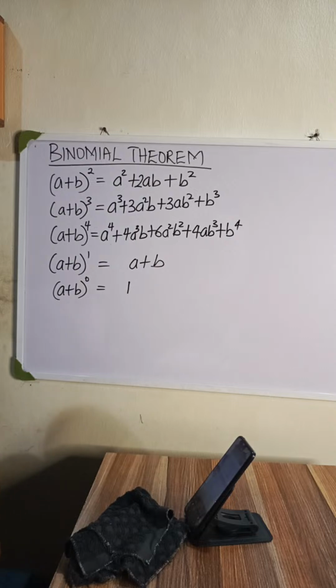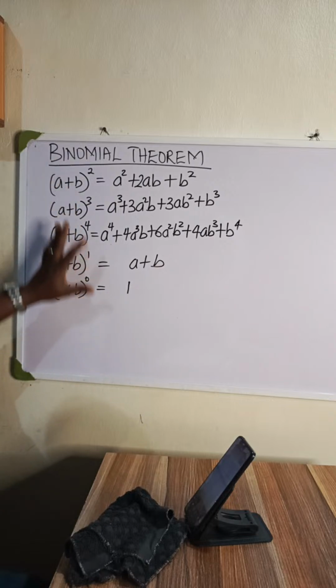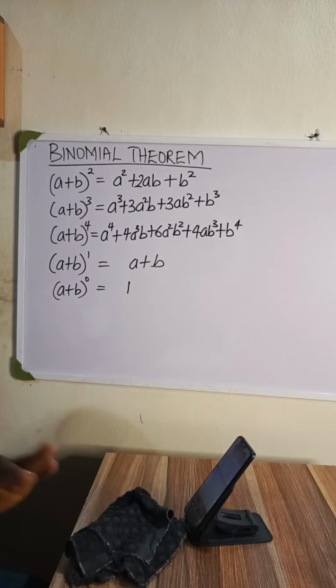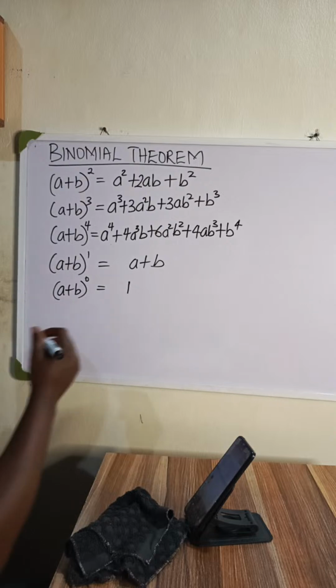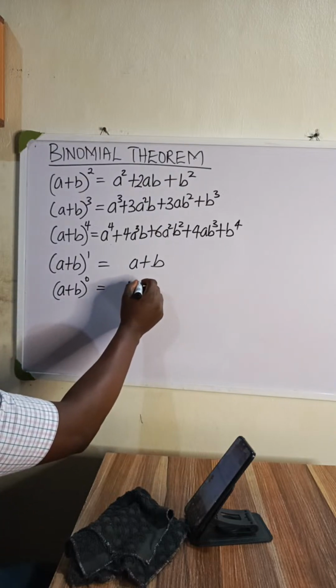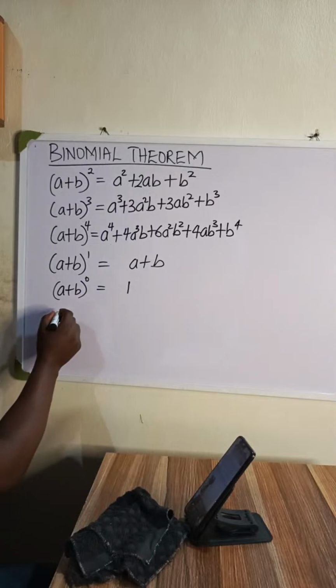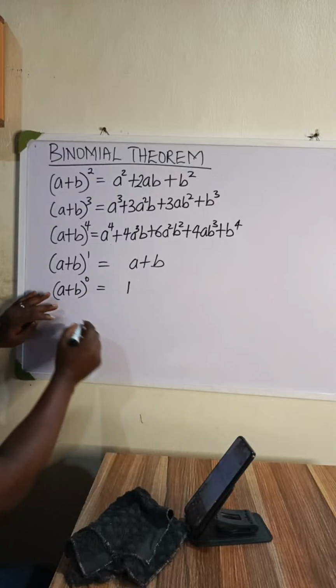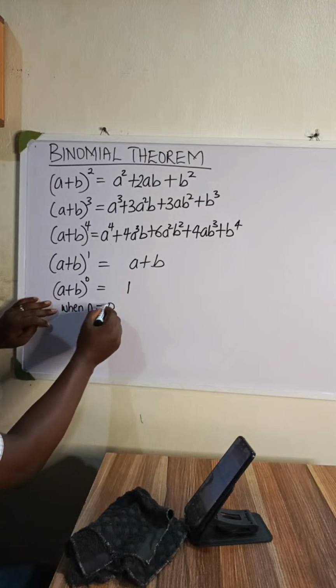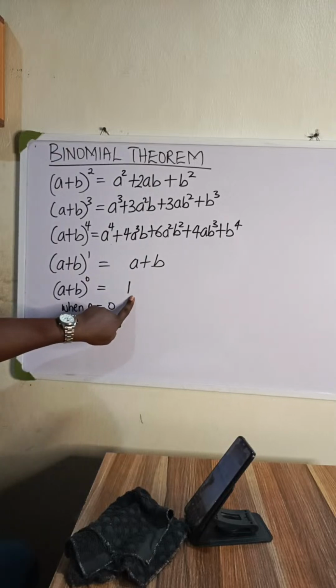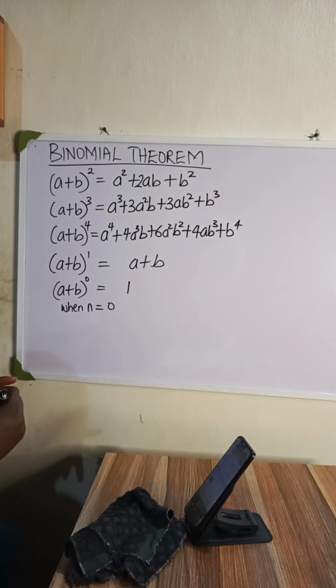And what we are going to observe is the coefficients of what we have. Remember, the coefficients are the numbers in front of the variables. So let's start with when our exponent is equal to 0. Where am I going to write this now? It might be a little bit small here. So when n is equal to 0, our coefficient here is 1. Please let me wipe this off.